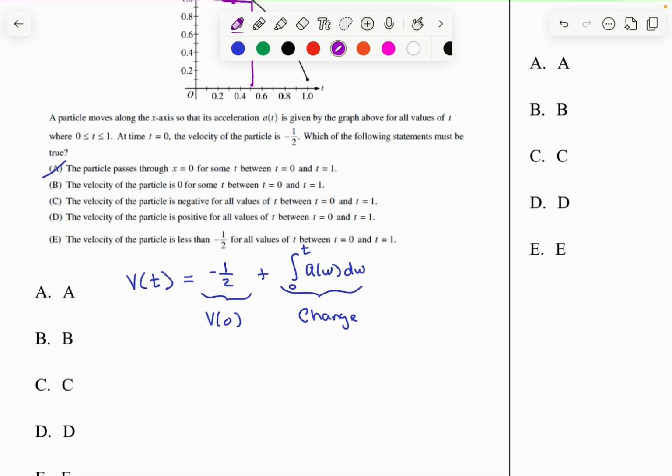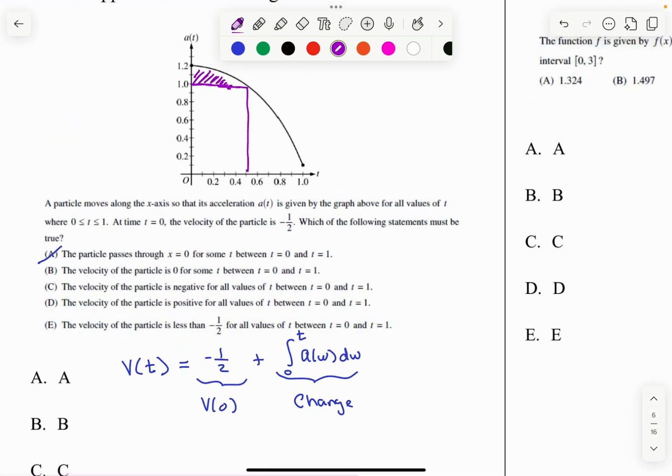Let's just examine why the other ones are wrong while we're here. The velocity of the particle is negative for all values of t between 0 and 1. Well, no, because by here, this is definitely bigger than a half. And then you're going to accumulate even more. So the velocity will be positive, so that's not true.